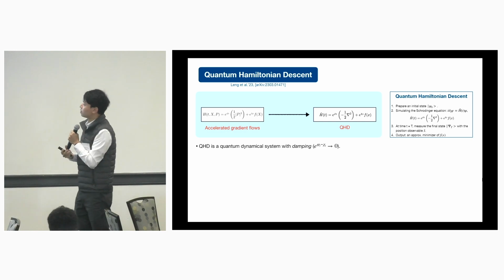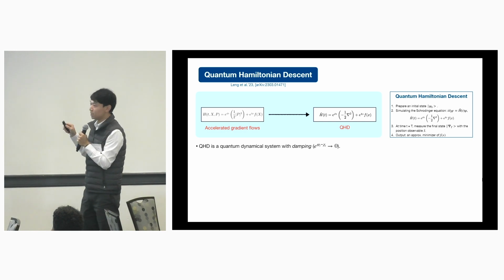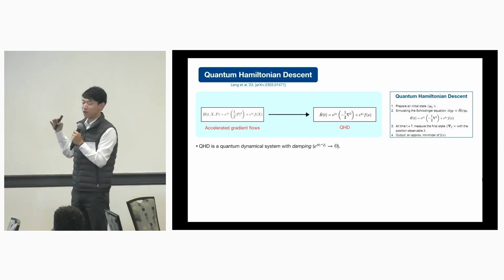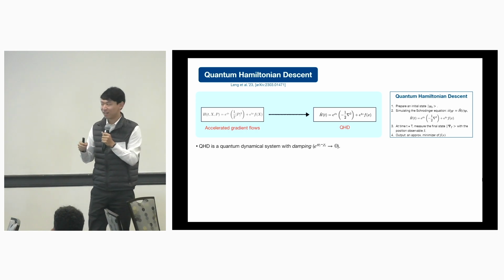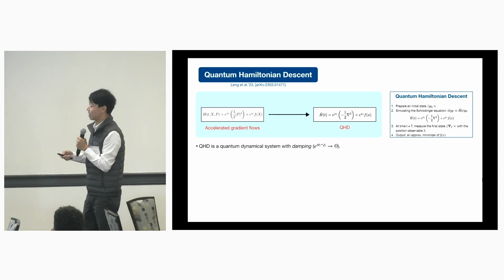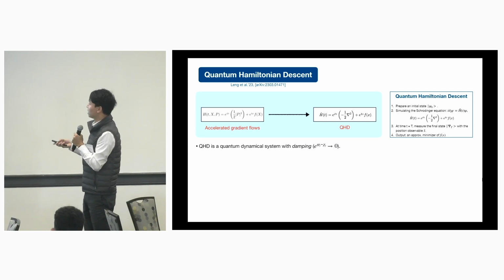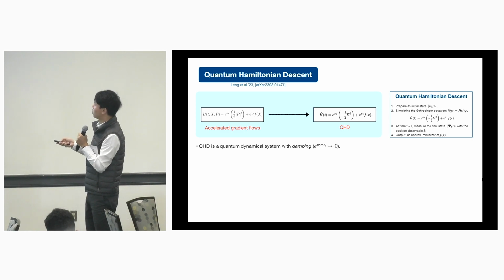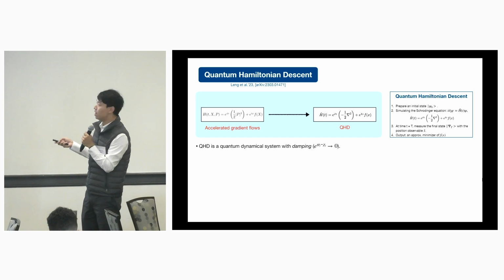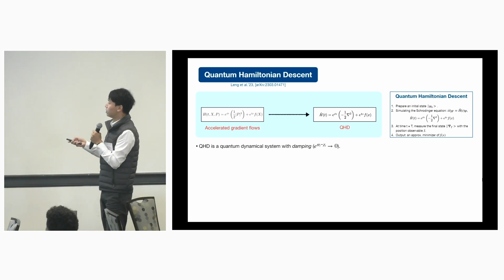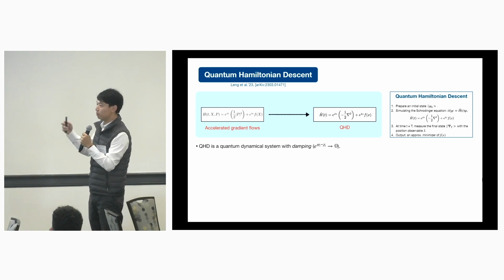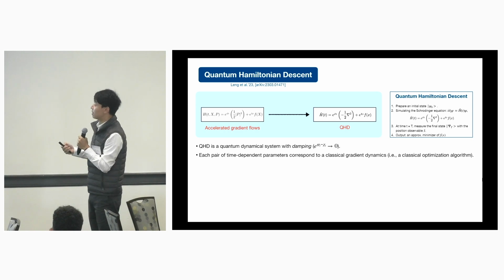So I also want to briefly discuss the physics of how this quantum dynamical system works, because I think the majority of the audience are actually coming from the physics community. In physics terminology, quantum Hamiltonian descent is basically a quantum dynamical system with some damping. And here the damping term, which is the ratio between these two time-dependent parameters, is converging to 0, which means in the long term, we have no kinetic energy in the system, while only the potential energy remains there.